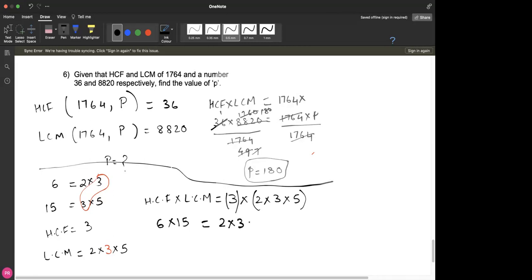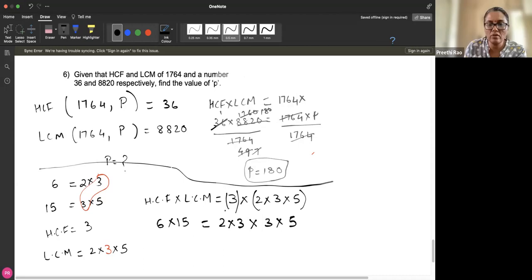Multiplying 6 and 15 is equal to multiplying 2 into 3 and 3 into 5. So if you look, multiplying the HCF and LCM is the same as multiplying the two numbers. They contain all the factors of both the numbers. So we know that the product is this, and we can use that to find the other number.